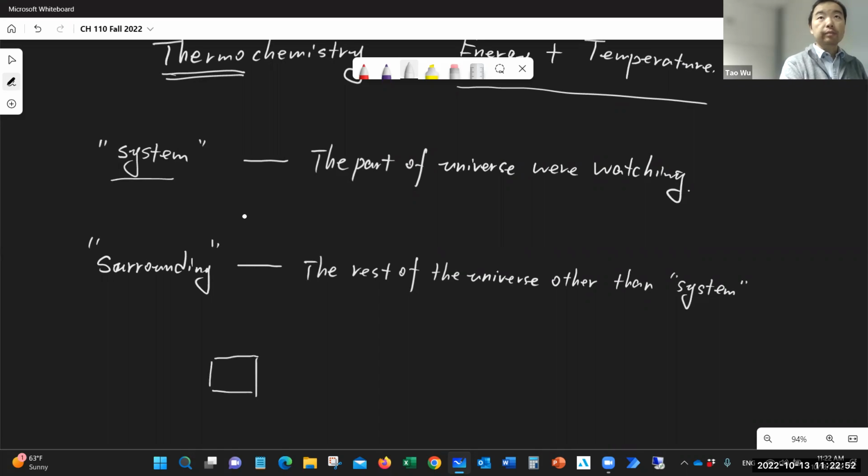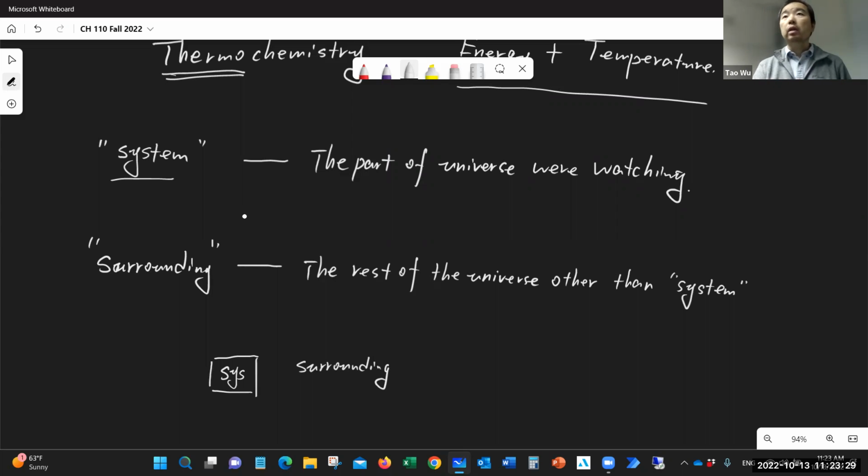Those two concepts are not hard. For example, if we have a box over here, the system is the part of the universe we're watching, which means we're watching what happened inside the box. So this box is the system. The rest of the others, not including the system, is called the surrounding.